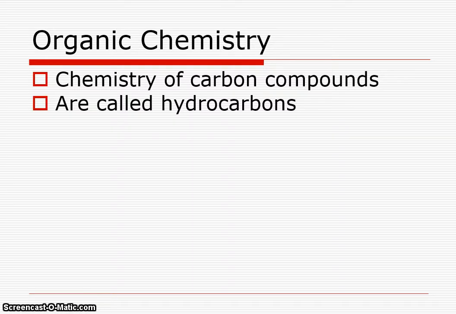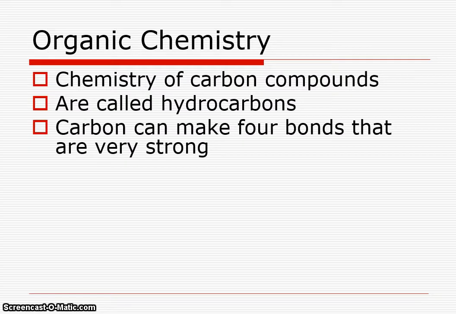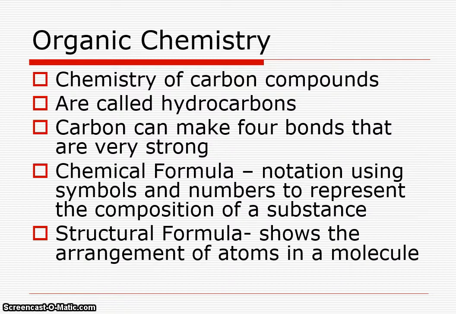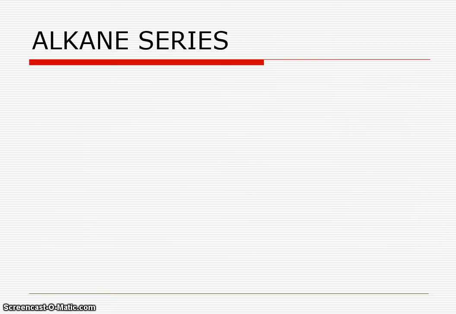The carbon compounds are called hydrocarbons because they're made of hydrogen and carbon. And carbon can make 4 bonds that are very strong. The chemical formula is the notation using symbols and numbers to represent the composition of a substance, whereas the structural formula shows the arrangement of the atoms in the molecule. And both of these are useful.